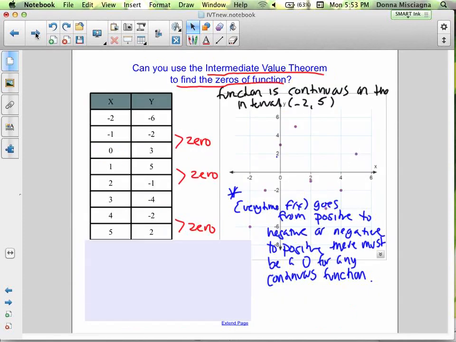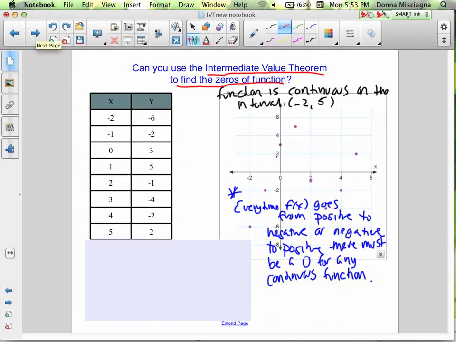So can you use the intermediate value theorem to find the zeros of our function? I meant to erase this. Pretend it's not there. Forget it's there. All right, now I can talk about it. Can we use the intermediate value theorem to find the zeros of the function? We're told that our function is continuous on the interval. I'm going to put given. It is given that our function is continuous on the interval [-2, 5].